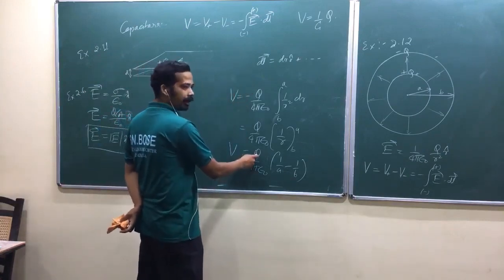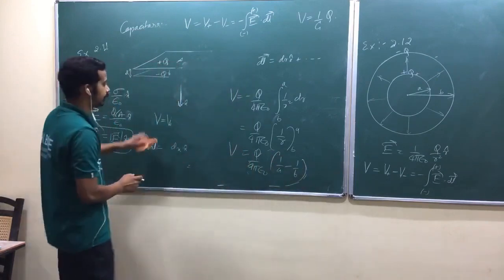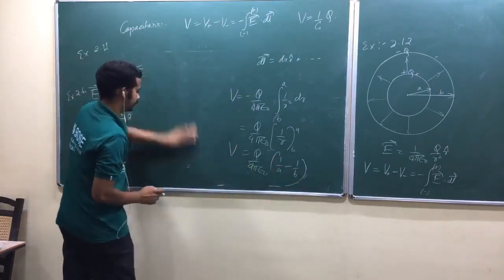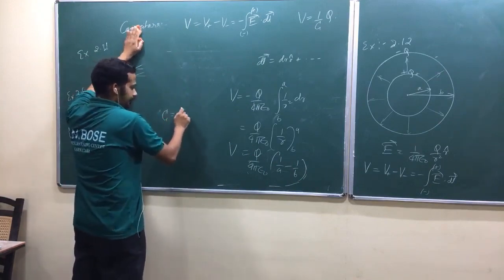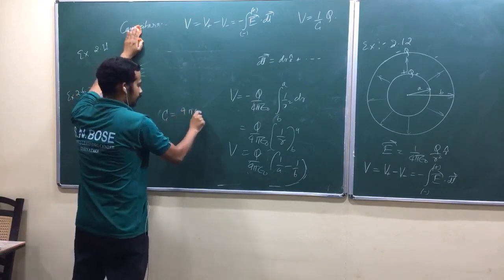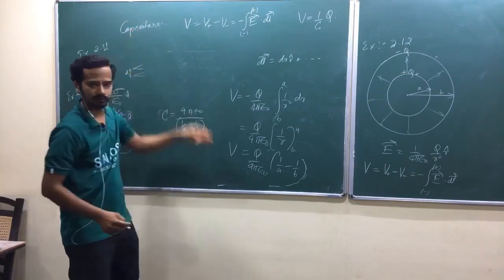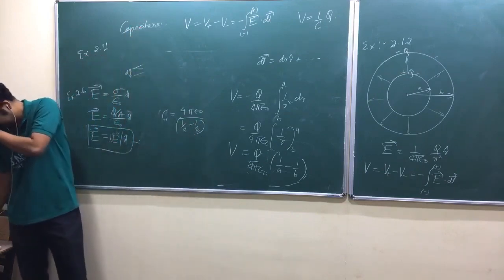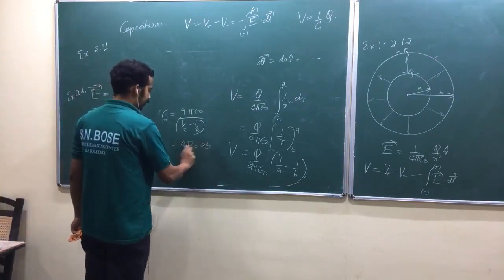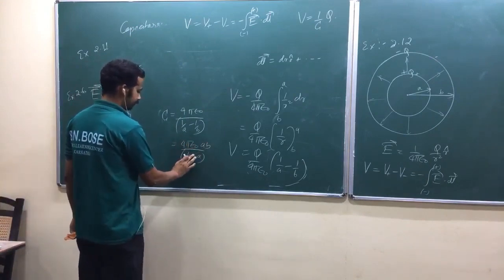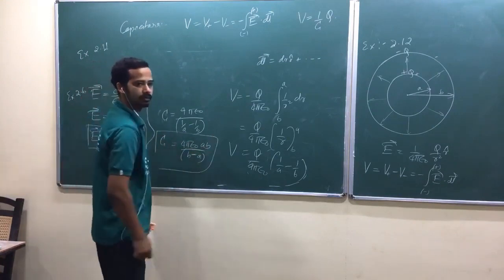Now apart from this Q, what is this whole quantity? 1 by C. Don't write it as C, okay? That's 1 by C. That's why your capacitance is equal to 4 pi epsilon naught, 1 by A minus 1 by B, or take LCM and write 4 pi epsilon naught AB by B minus A. That's it, isn't it? Purely geometrical one.